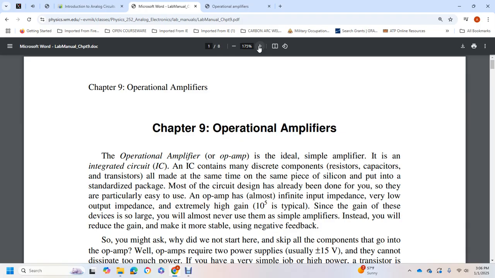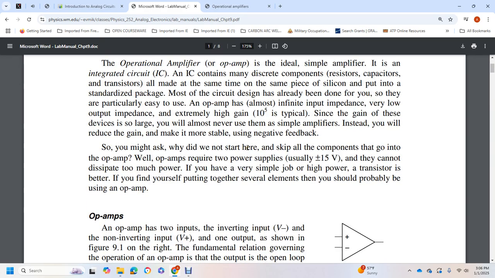The op amp has almost infinite input impedance, very low output impedance, and extremely high gain of 10^5. You will assume the gain of these devices is so large that you never use them as simple amplifiers. Instead, you will reduce the gain and make it more stable with negative feedback. You might ask why we do not start with the components that go into the op amp. The op amps require two power supplies, usually positive and negative 15 volts.